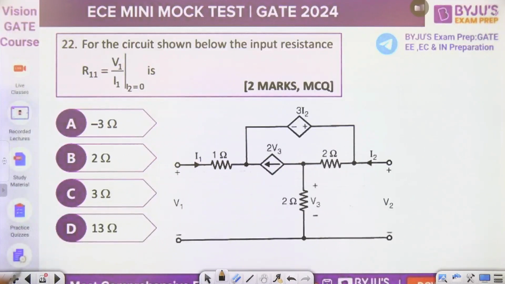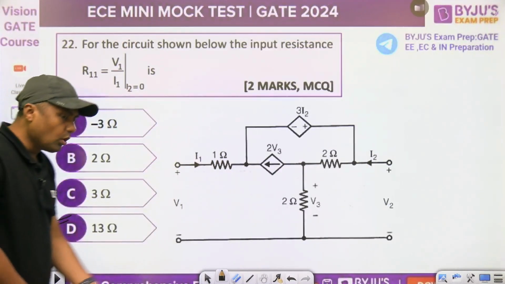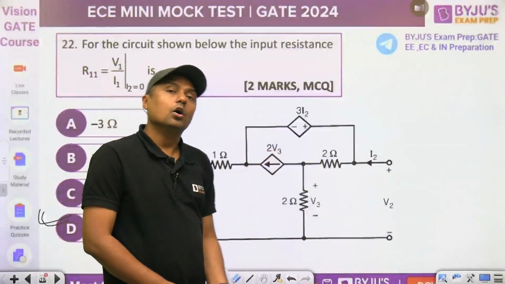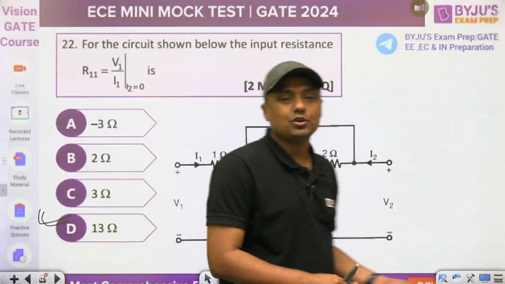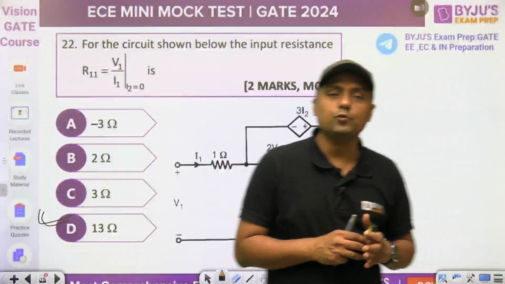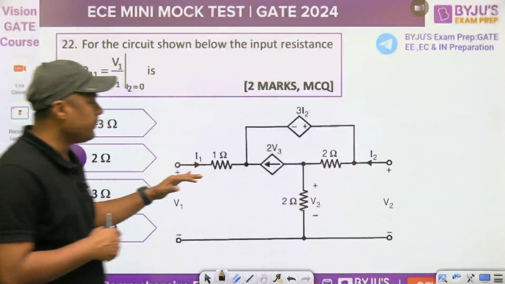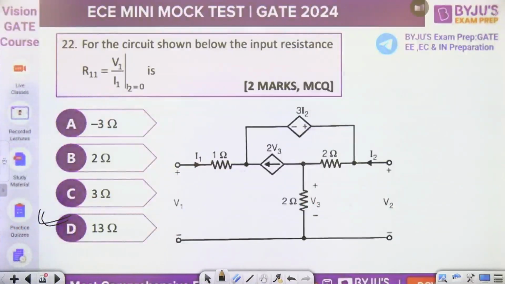13 ohm. This is a 2-mark question from two-port network. So don't worry about what dependent sources, this and that. Because once we are making I2 0, one dependent source is short circuited, and use the KCL KVL on the same diagram, and then you can find the value here. 13 ohm is the answer. Next one.